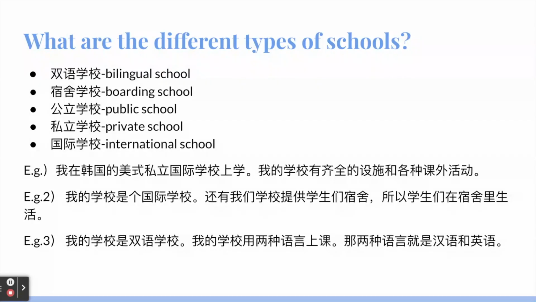So the second example is 我的学校是个国际学校，还有我们学校提供学生们宿舍，所以学生们在宿舍里生活。This means my school is an international school. Also, my school provides dormitory rooms for students. Therefore, students live in dormitory rooms. And the third example is 我的学校是双语学校，我的学校用两种语言上课，那两种语言就是汉语和英语。This means my school is a bilingual school. My school uses two languages to teach classes. Those two languages are Chinese and English.